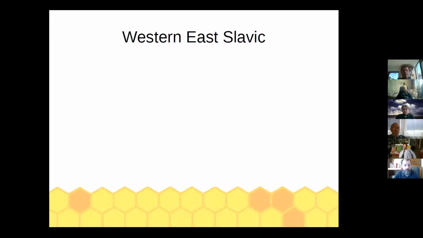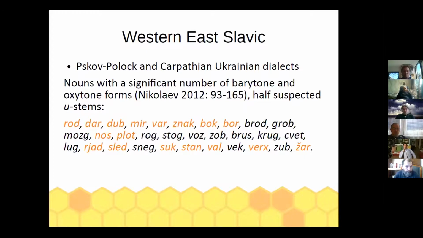So let's first have a look at the dialectal East Slavic forms. And Nikolai lists a lot of material from the Pskov and Polotsk dialects and Carpathian Ukrainian dialects. What I've done here is I've taken the examples that he gives where we find both baritone and oxytone forms, both well attested. And if you make a list of that, you see that many of those words are actually old U stems. They're also listed as such in Nikolai's paper, right? So this is not only my observation. I've marked those in orange here. So those would be words for which there are otherwise also arguments to reconstruct them as U stems.